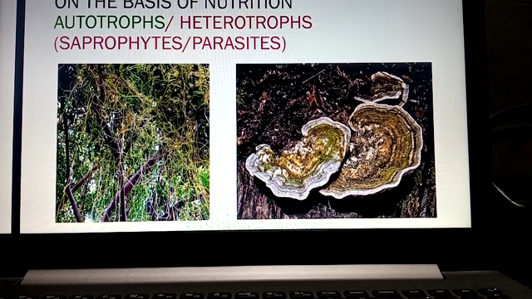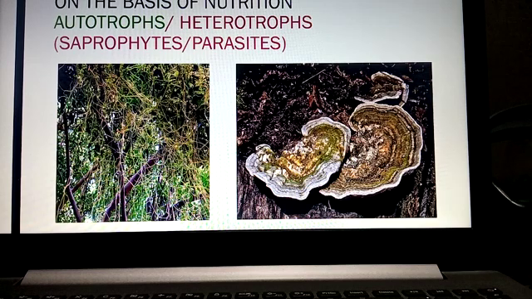Did you understand, children? On the basis of nutrition, the plants are divided into autotrophs and heterotrophs. Autotrophs are the plants which can prepare their own food, and heterotrophs are the plants which depend on other bodies, other plants for their food. Under heterotrophs, again we have two, saprophytes and parasites. Saprophytes are the plants which feed on dead and decaying bodies, and parasites are the plants which feed on other living bodies by living on that particular plant.